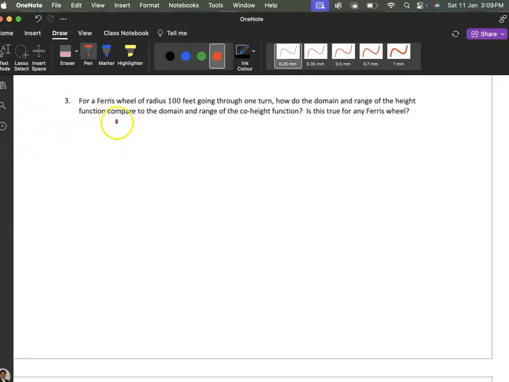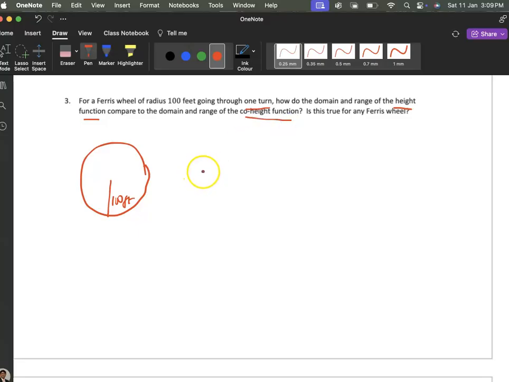Okay, now next question. For a Ferris wheel of radius 100 feet, going through one turn, how does the domain and range of the height function compare to the domain and range of the height of the co-function?